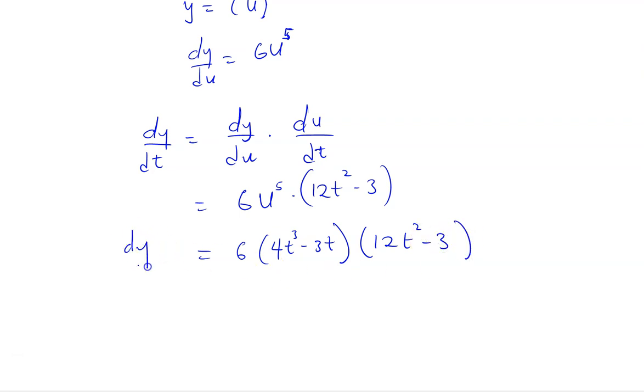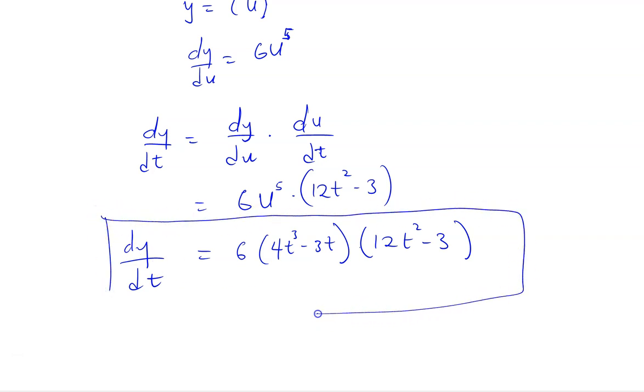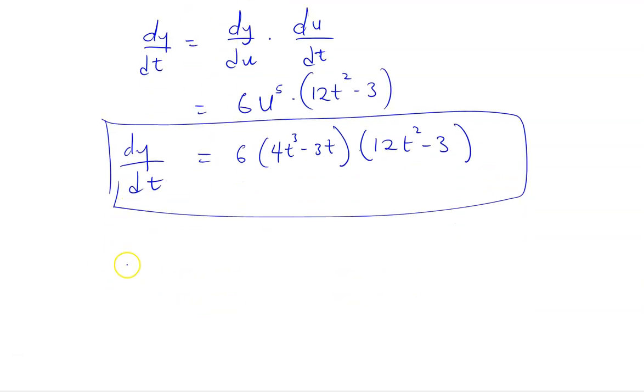So the dy on the dt is giving us 6 multiplied by 4t cubed minus 3t and multiplied by 12t squared minus 3. So this is the final answer. Please take notes. If you are struggling to understand this, visit it again and you get the concept.